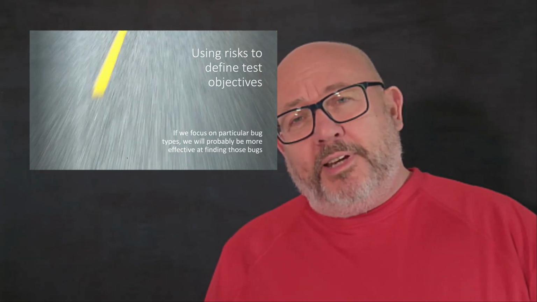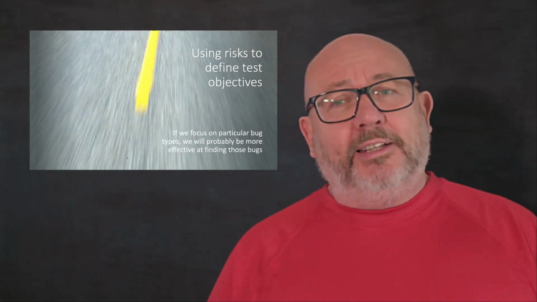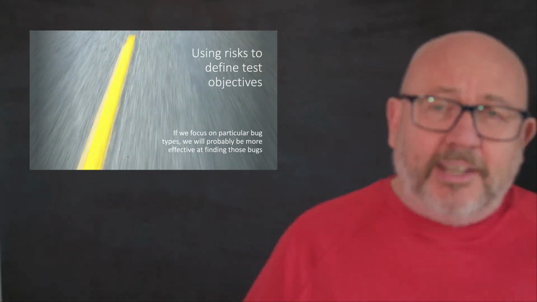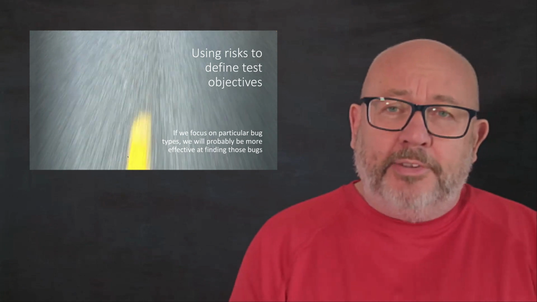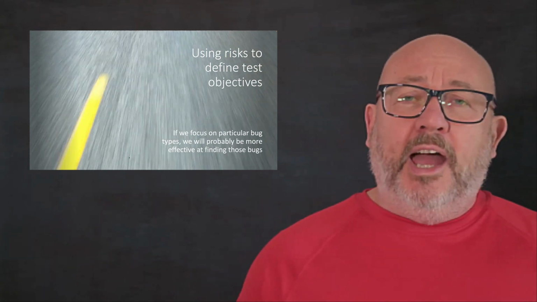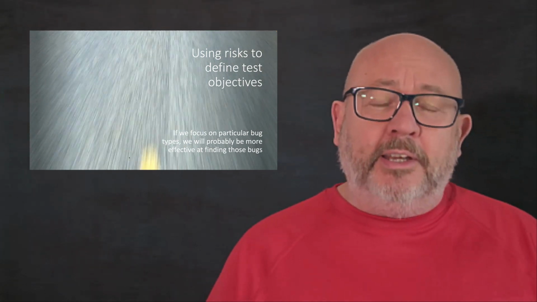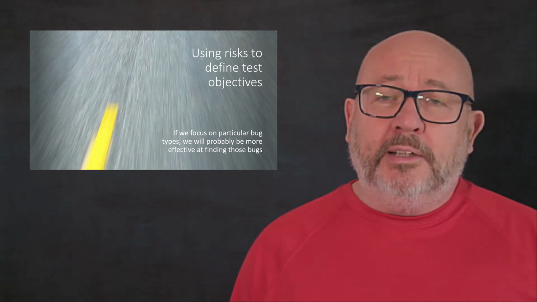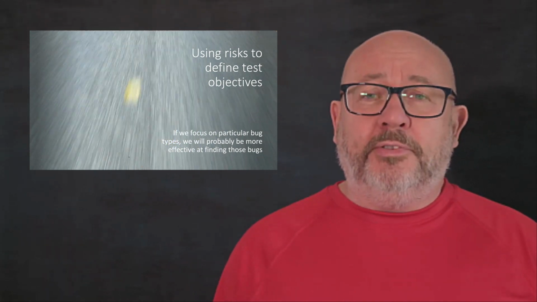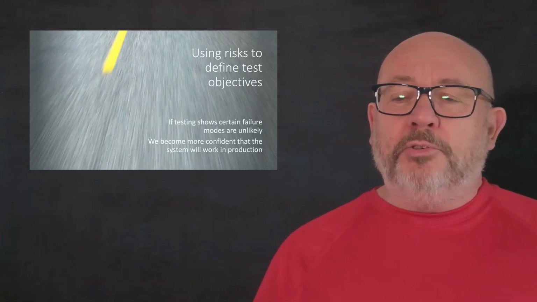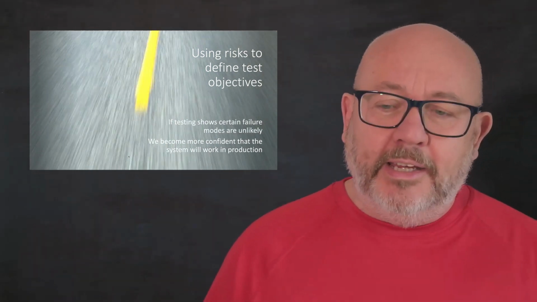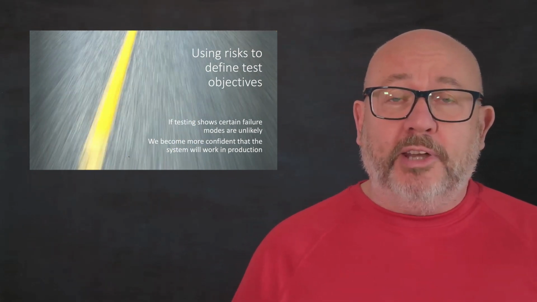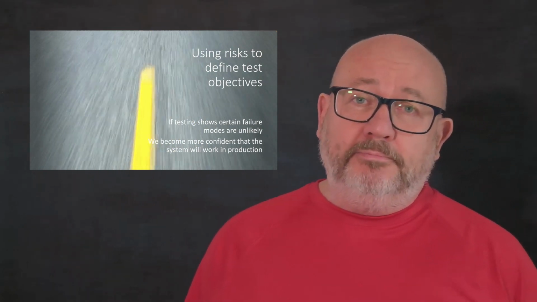If we focus on particular bug types, if we get into that level of detail, we'll probably be more effective at finding those bugs because we have a definition of what the bug will look like, and we can create tests that specifically try and stimulate the software to behave in the way that we predict could be serious for us. If testing shows that certain failure modes are unlikely, we become more confident that the system will work in production in some incremental way.